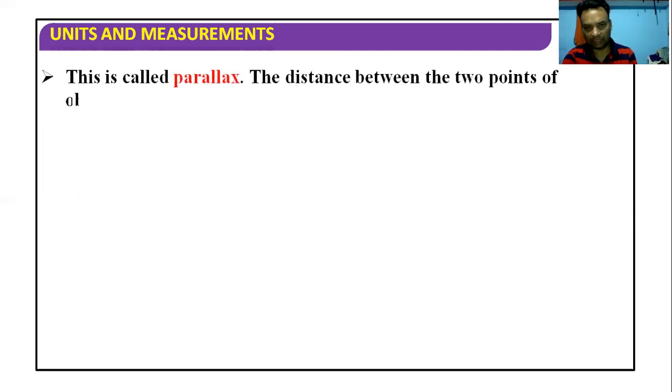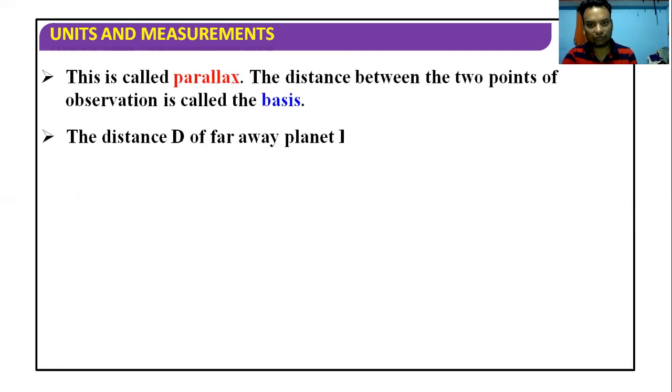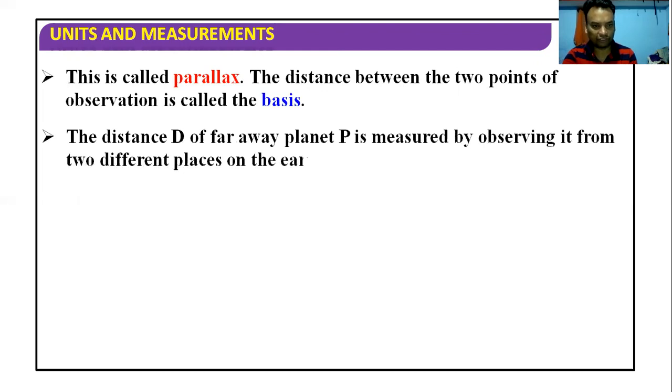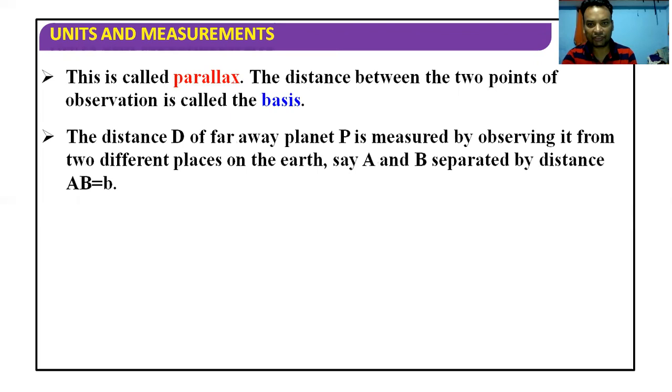So this is called parallax. And the distance between the two points of observation is called the basis. First you close the left eye and locate the object on the wall. Then you open the left eye and close the right eye, and again you locate the object. Now you find there is a distance between the two spots observed by the two eyes. That distance is called the basis.